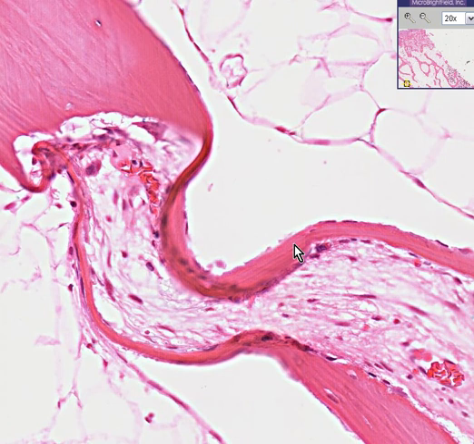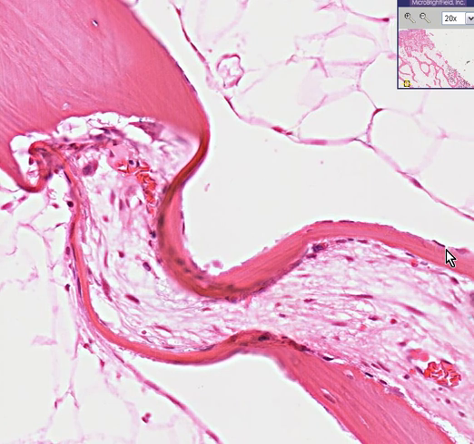These cells along here are osteoblasts, and they do the opposite. They take calcium from the blood and make bone. So the balance between osteoclasts putting calcium into the blood from the bone and osteoblasts putting calcium into the bone from the blood, that delicate balance is what normally goes on.